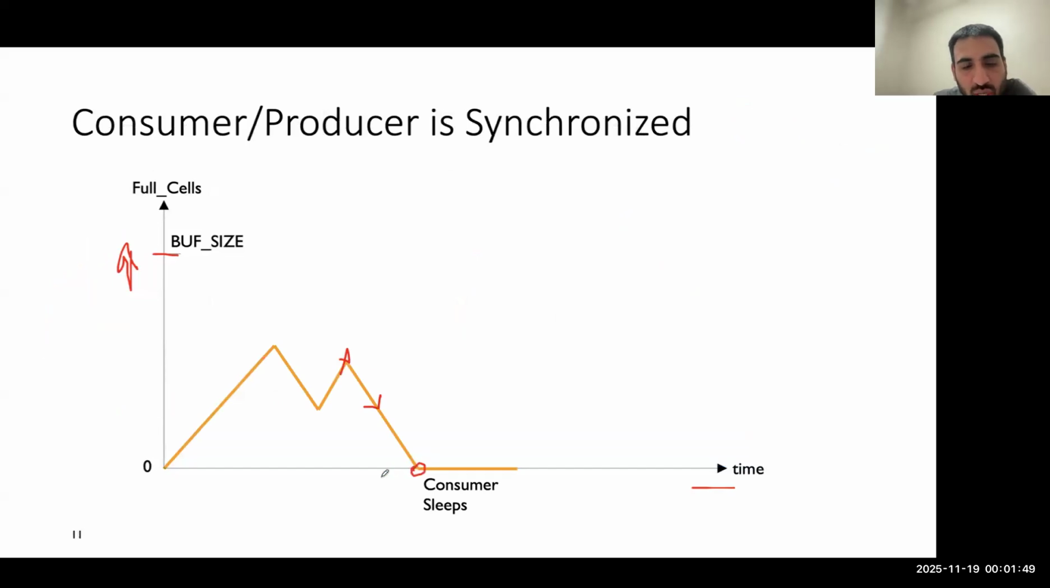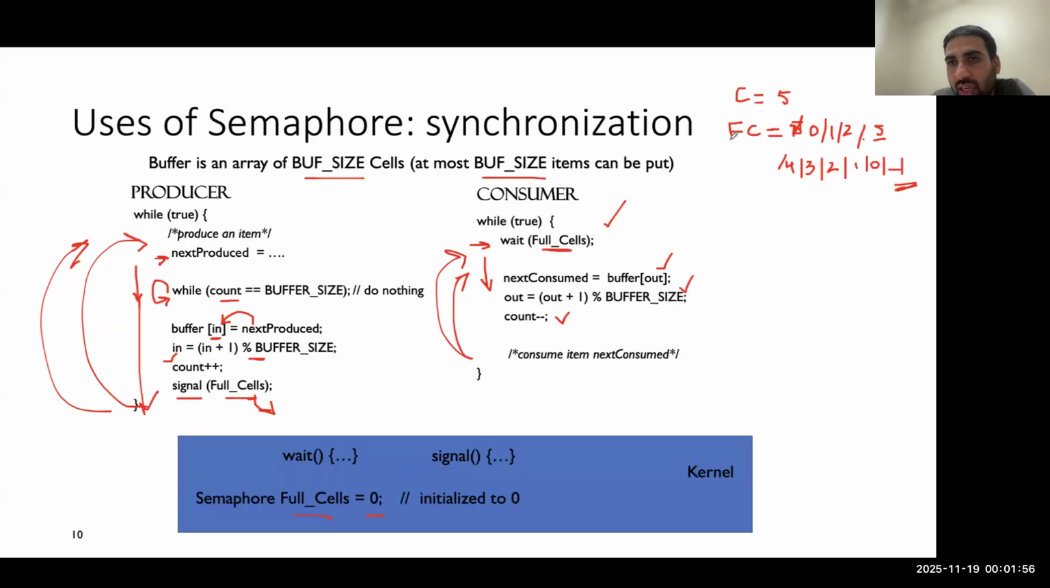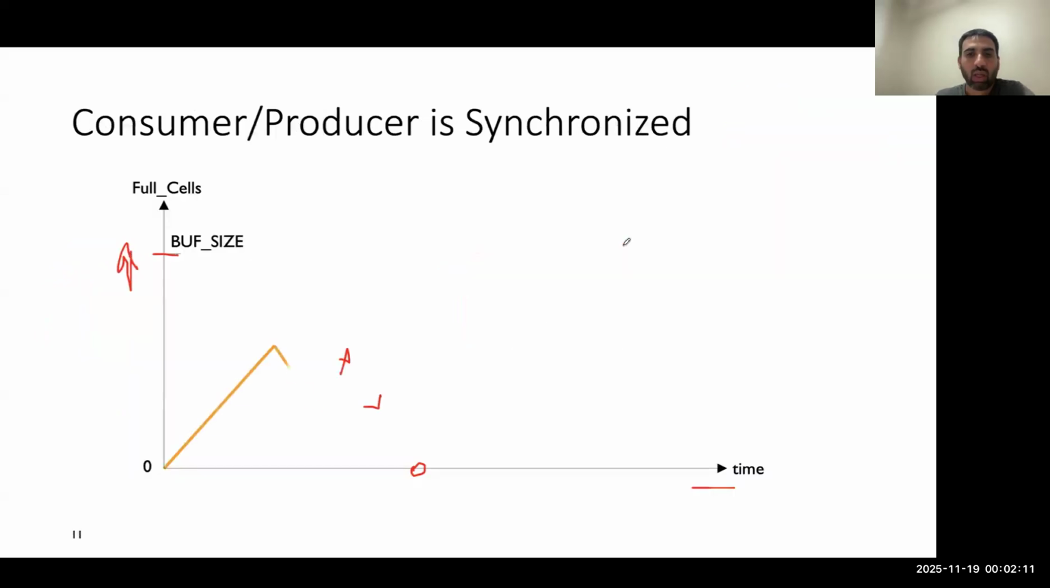and once it reaches zero, your semaphore value reaches zero. At that time point, your consumer will sleep or be blocked. So this is the situation when the value of the full cell has reduced to a negative value. When full cell was zero and you invoke wait on it again, it is decremented by one, so it becomes -1, and your consumer is blocked or put to sleep.